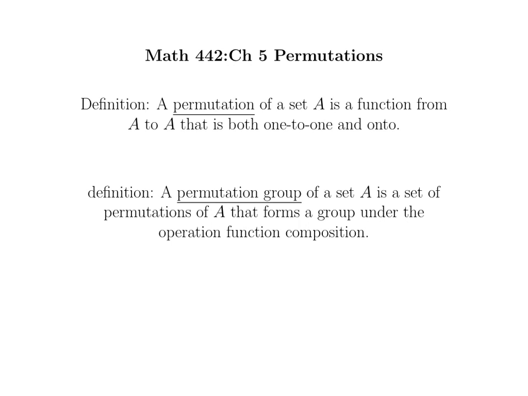One more definition. A permutation group of a set A is a set of permutations of A that forms a group under the operation function composition. So when we do multiplication in our group of permutations, that multiplication will be function composition.